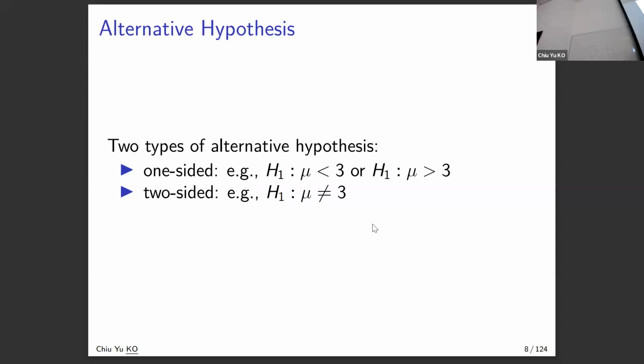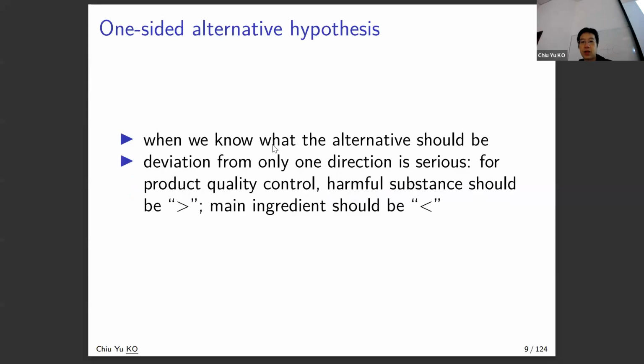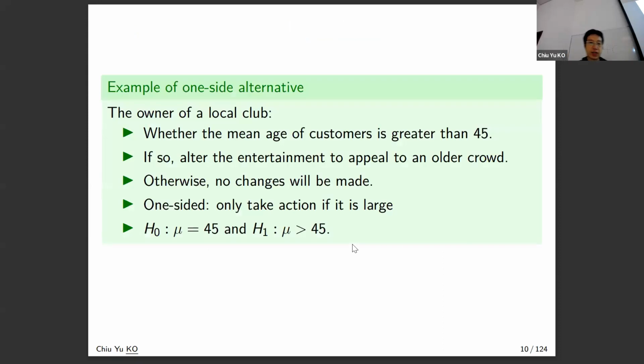Okay, so that is what I said here, right? If a product contains a harmful substance, more than the main ingredient or less than, you will not be very happy, right? So let me give you a further example. I think this is an interesting one.